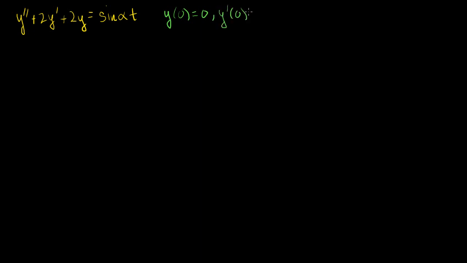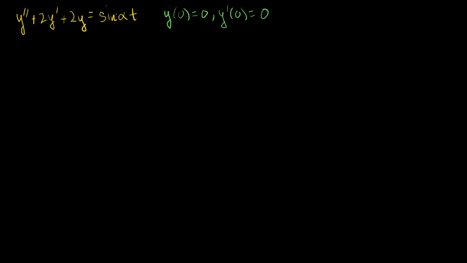So I have this initial value problem, where the second derivative of y plus 2 times the first derivative of y plus 2 times y is equal to sine of alpha t. And they give us some initial conditions. They tell us that y of 0 is equal to 0, and that y prime of 0 is equal to 0. That's nice and convenient, as those initial conditions make the problem pretty clean. But let's get to the problem.